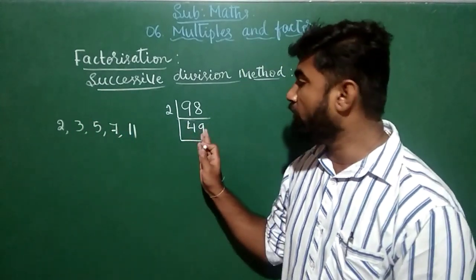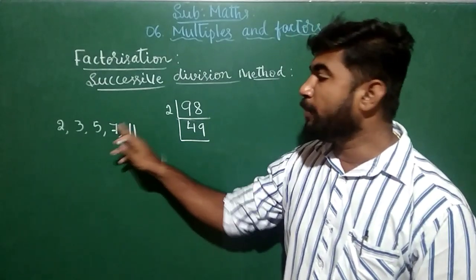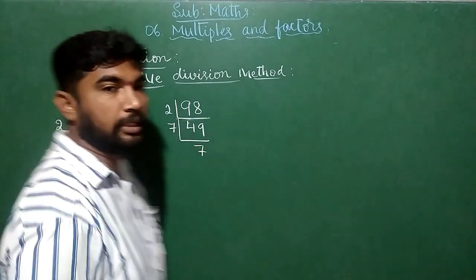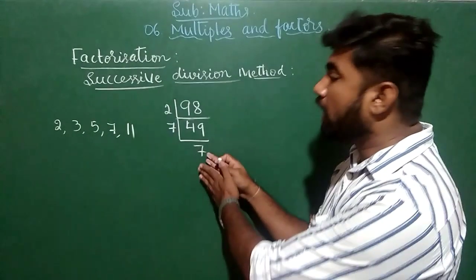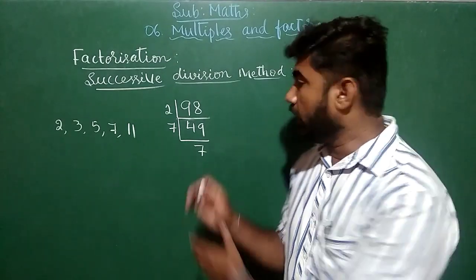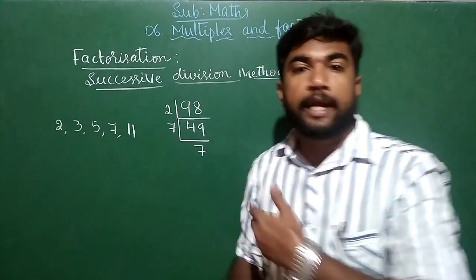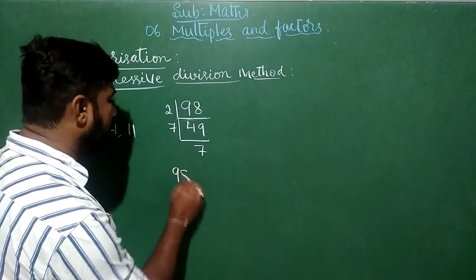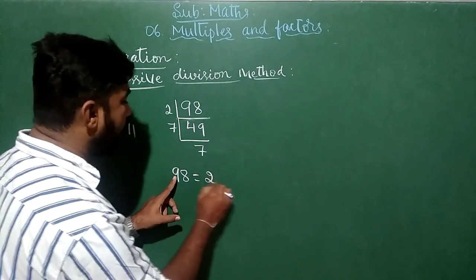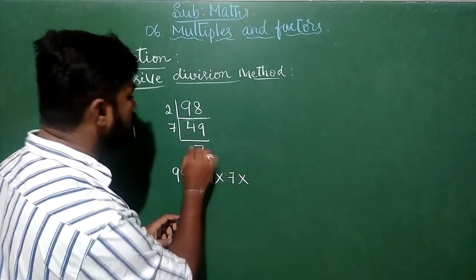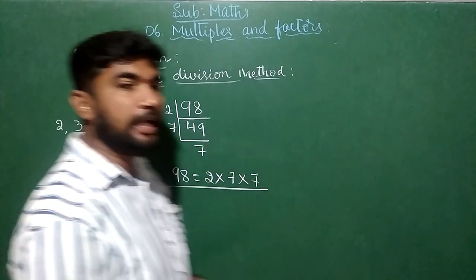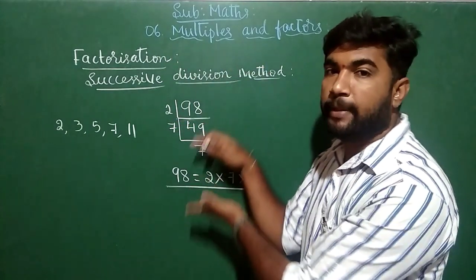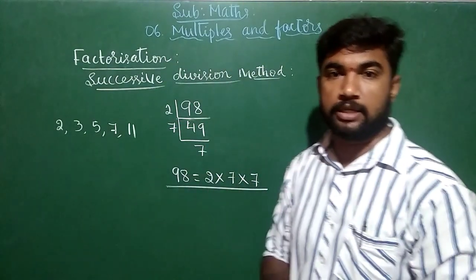Is 49 divisible by 7? Yes. 7 7s are 49. So finally we got the prime numbers, and here we need to stop. When we are getting the prime numbers, we need to stop. So finally we write 98 equal to 2 into 7 into 7. This is the method to find the prime factors. This is the successive division method.